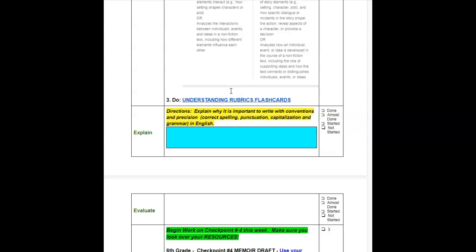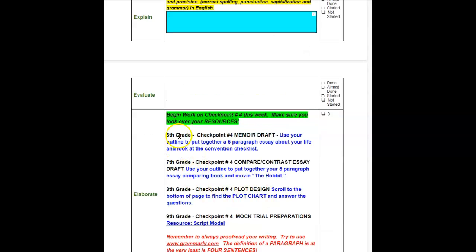at them, but I also have these flashcards that will help you understand what rubrics are and what they are used for. After you've explored all of these resources, I want you to explain why it is important to write with conventions and precision, correct spelling, punctuation, capitalization, and grammar in English. Fill in this blue box.